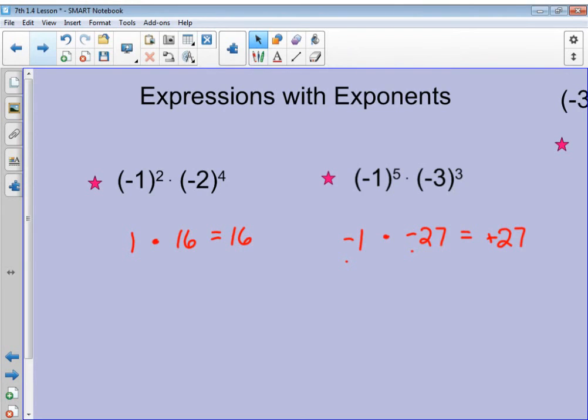So you should have ended up with 16 for the first one, positive. And then for the second one, you should have ended up also with a positive, but it would have been 27.